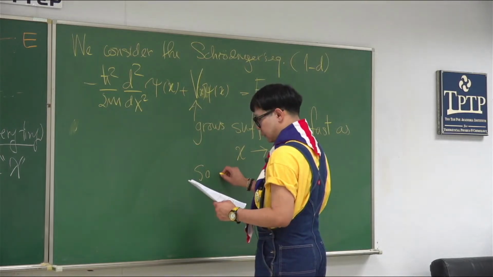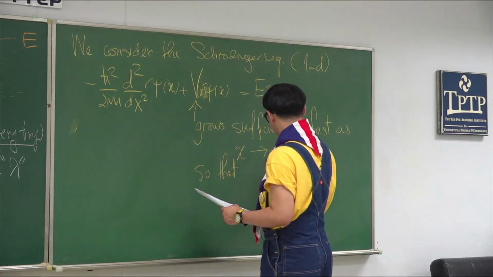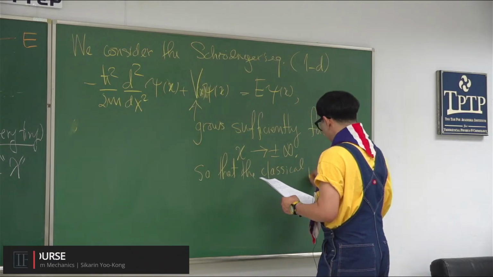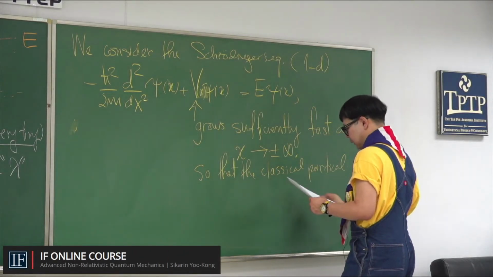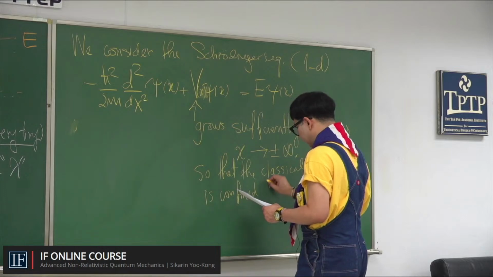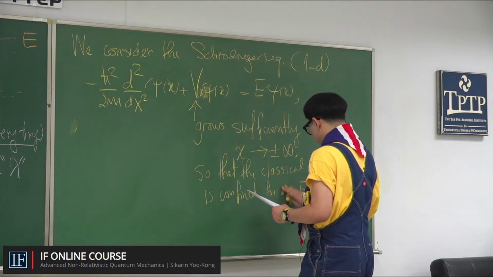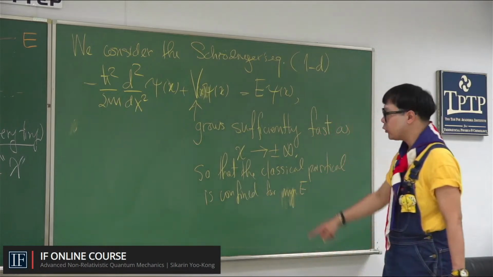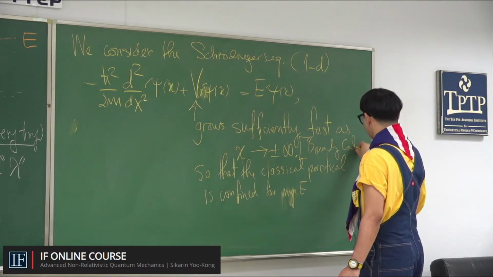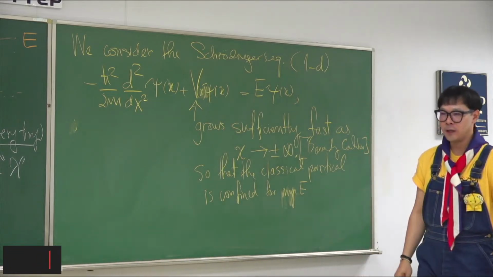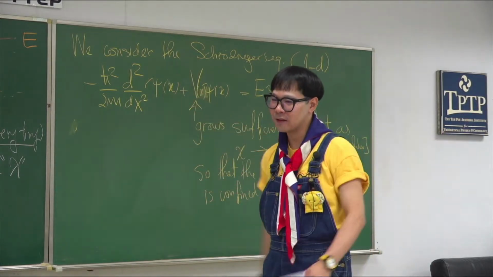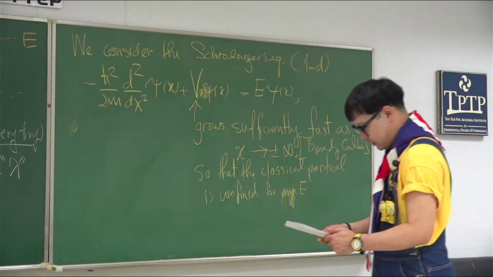So that the classical particle is confined for any E. So you need this kind of boundary condition to make sure that your particle will be contained in the area that you consider, rather than the whole space in this situation.